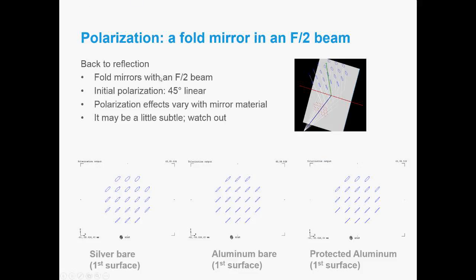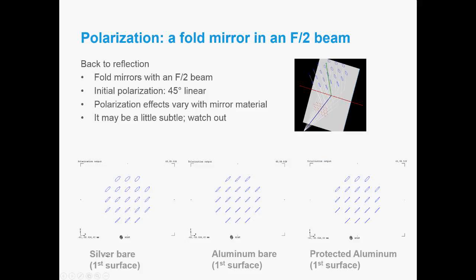So now let's talk about a few other examples of really simple systems. Coming back to reflection, the reflection of a fold mirror in an F2 beam. We're going in with 45-degree linear polarization, looking at the way the polarization effects occur, and looking at some different mirror constructions to see how they differ. These effects are a little bit subtle at F2, so you really do need to pay attention. It's enough to cause PSF problems downstream, but not enough that everybody immediately sees the subtle differences.